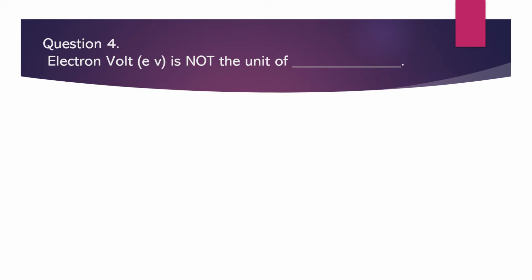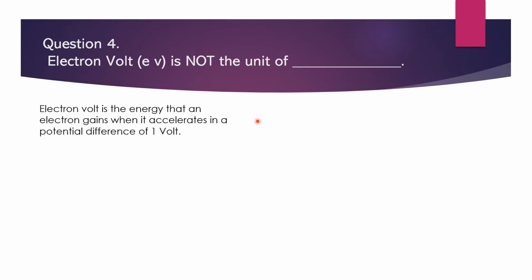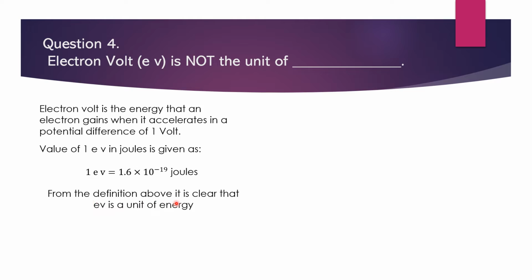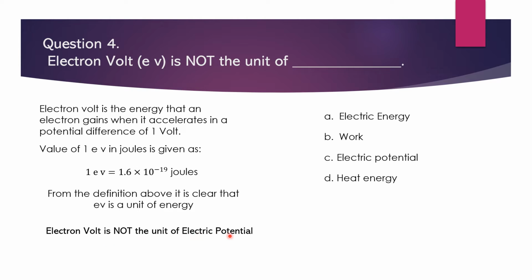Question 4. Electron volt, eV, is not the unit of. Now, electron volt is the energy that an electron gains when it accelerates in a potential difference of 1 volt. The value of 1 electron volt in joules is given as 1 electron volt is 1.6 into 10 power minus 19 joules. From the definition above, it is clear that eV, electron volt, is a unit of energy, and electron volt is not the unit of electric potential.